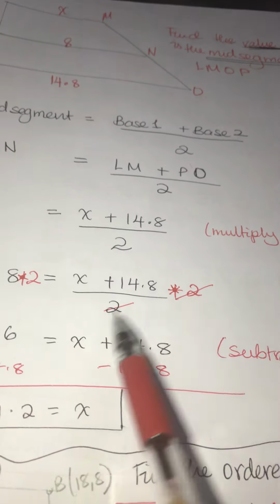Okay? Now you have kite PQRS. Consecutive sides: PQ is consecutive to QR. PQ is also consecutive to PS. SR is consecutive to RQ. And it is also consecutive to SP. Consecutive means it follows. So if I start here SP, I will go to PQ. If I start here SR, I will go to RQ.